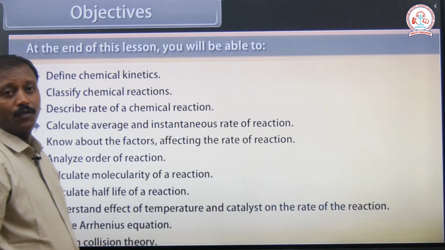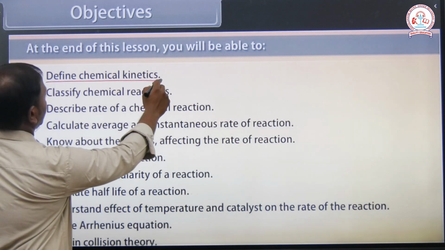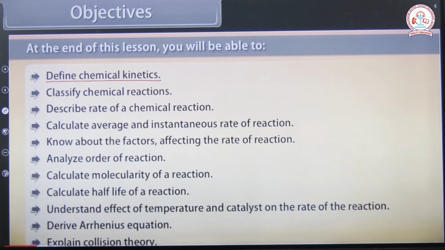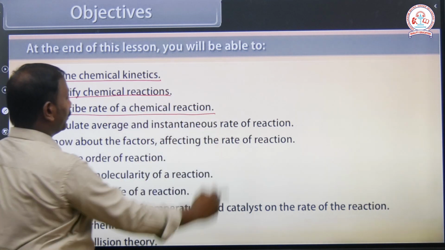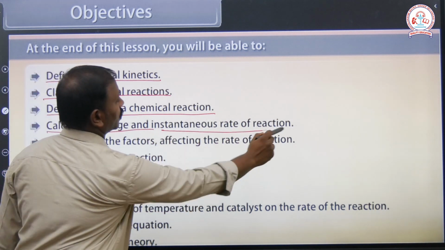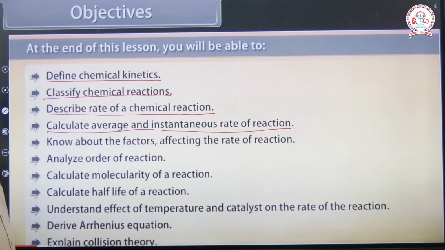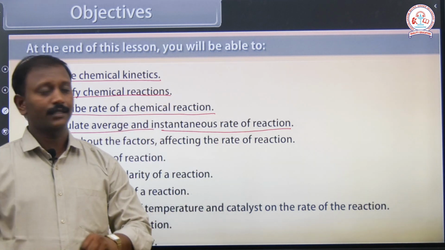Objectives. From this lesson, we will define chemical kinetics, classify the chemical reactions, describe the rate of the chemical reaction, and calculate the average and instantaneous rate of the reaction. These are the topics we will discuss in this session.